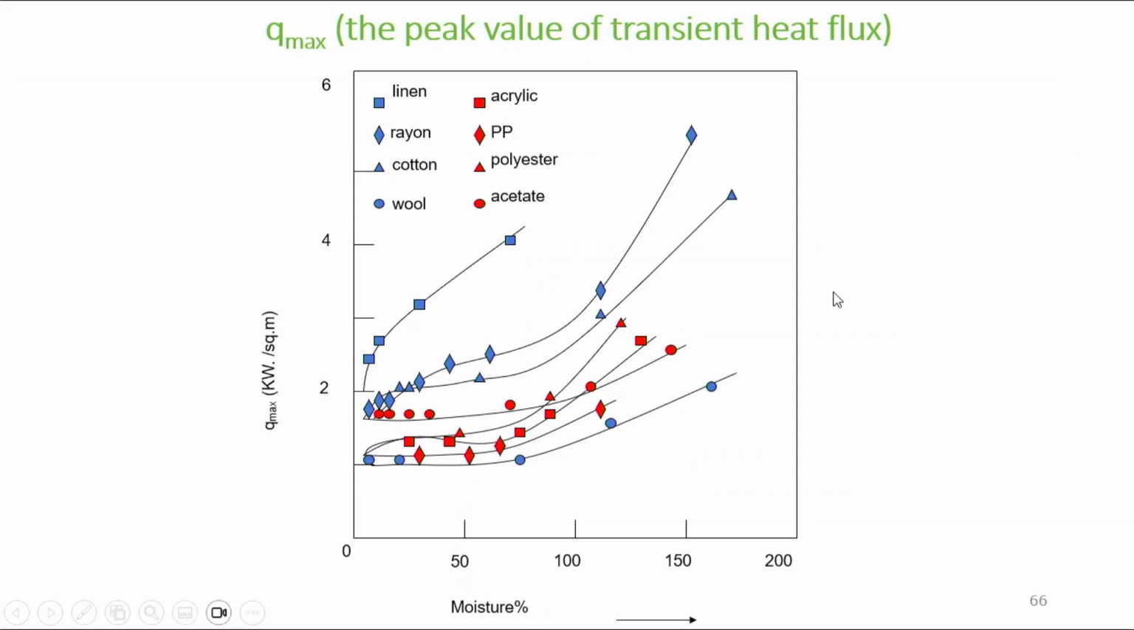You can see these are the different fibers. Among all these fibers, linen has the highest Qmax for a particular humidity. If we increase the humidity, the Qmax will increase, like wet cloth will always take more heat. Here you can see wool has a lower Qmax, which means wool is used for warm clothing and linen is used as cool clothing.